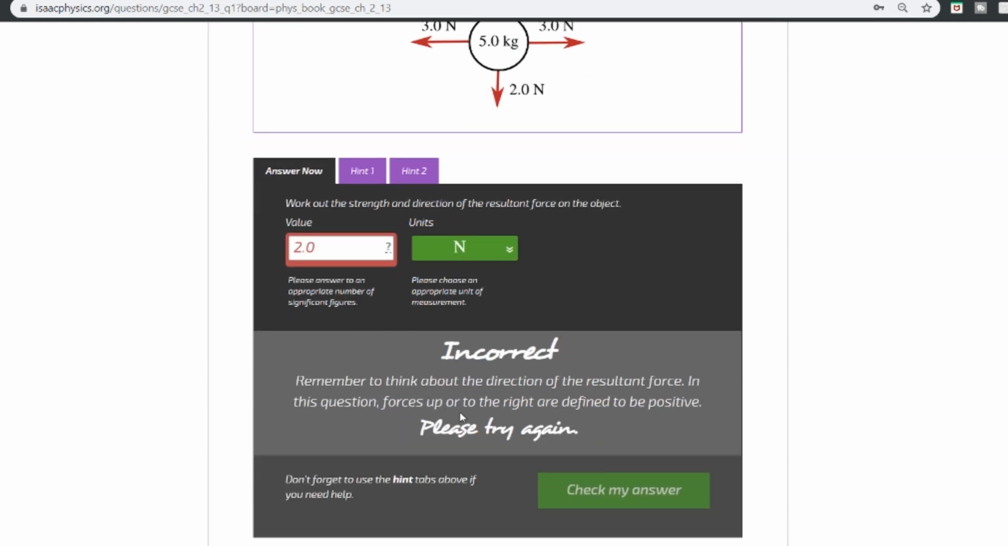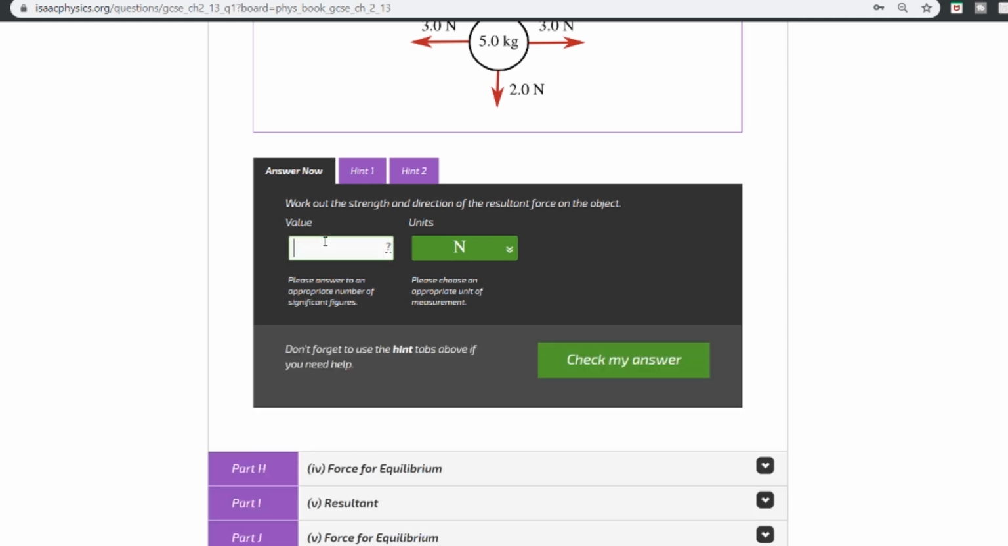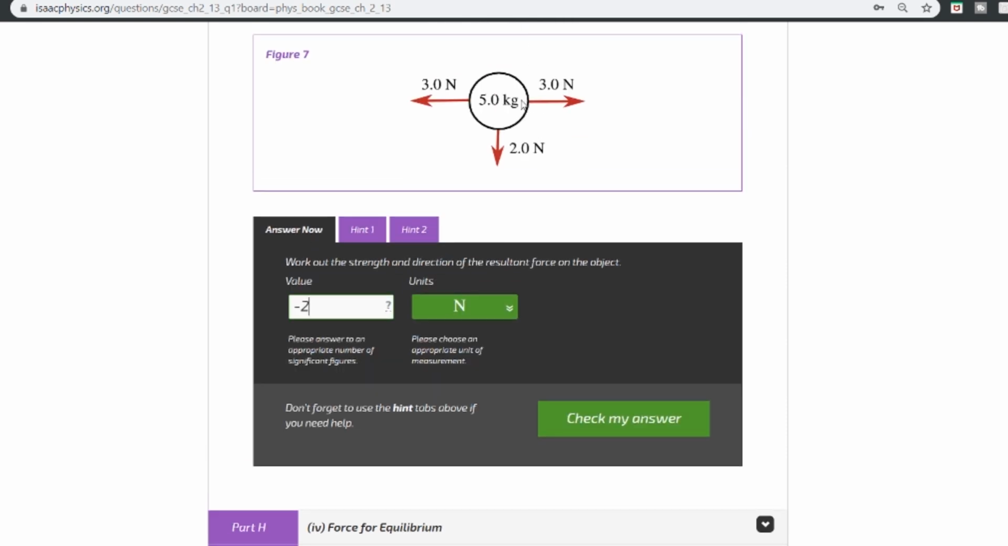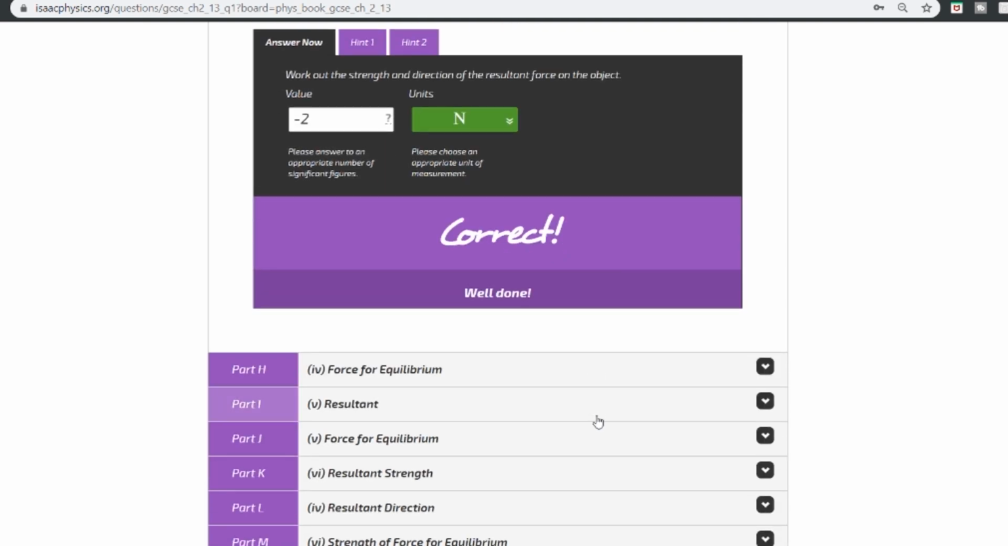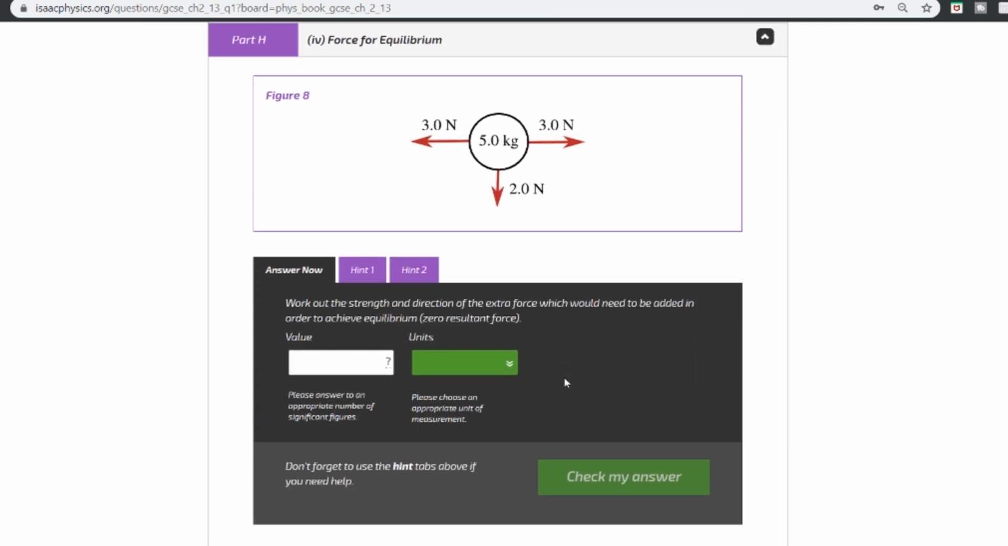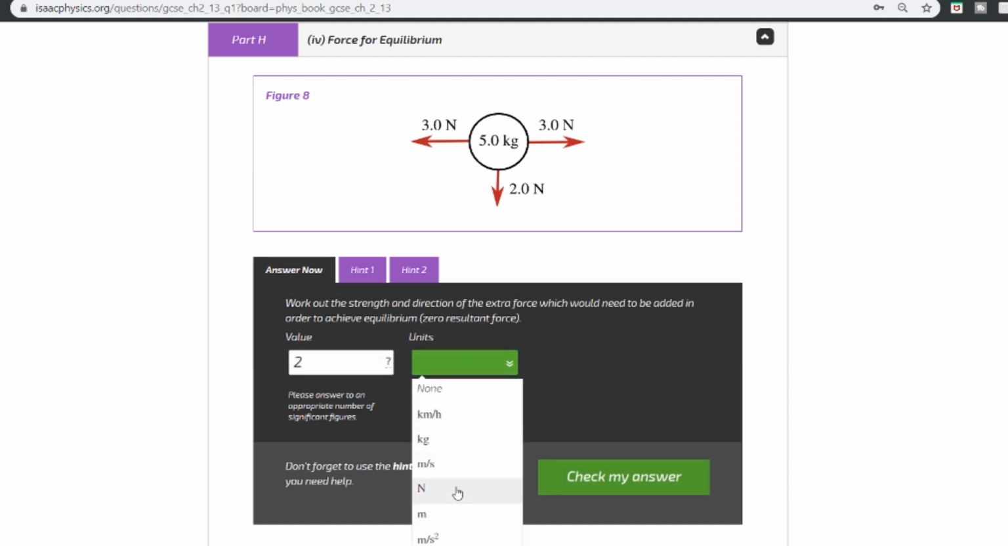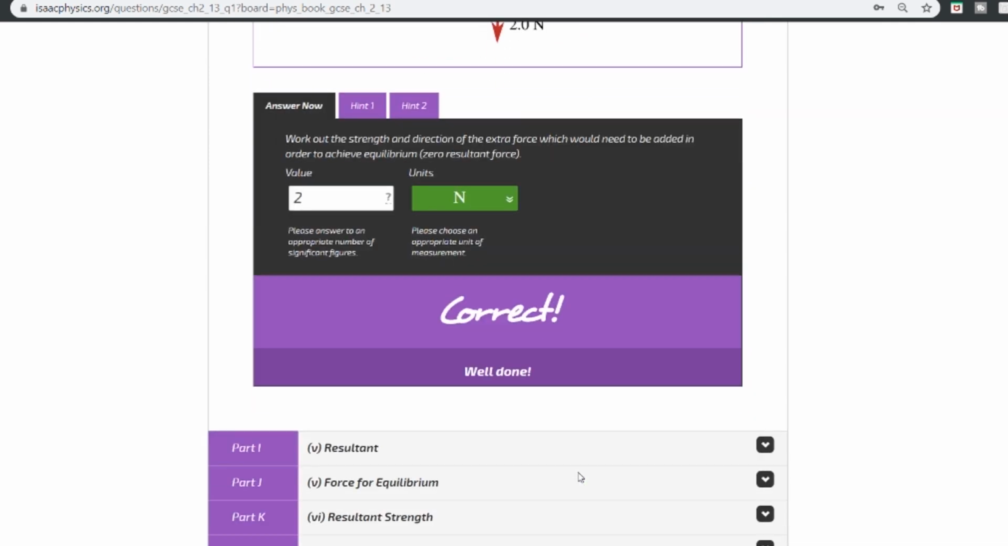Okay, this is why. So forces up or to the right are defined as positive. So if the force is down, then that means the resultant force in this scale, because we're saying upwards is positive, so if the resultant force is down, it's going to be a negative value. So that's negative 2. So to make the force in equilibrium, we need to add another plus 2 newtons upwards, which is correct.